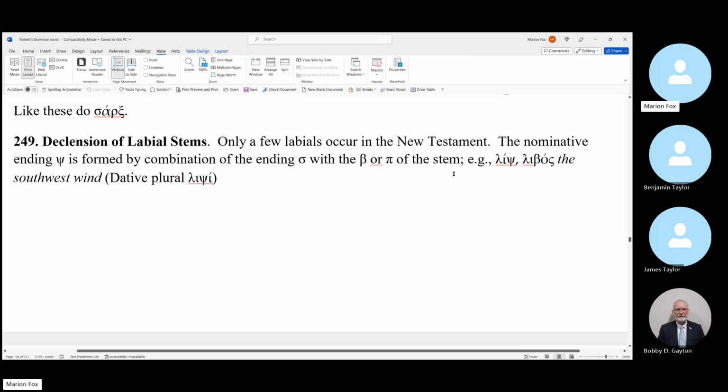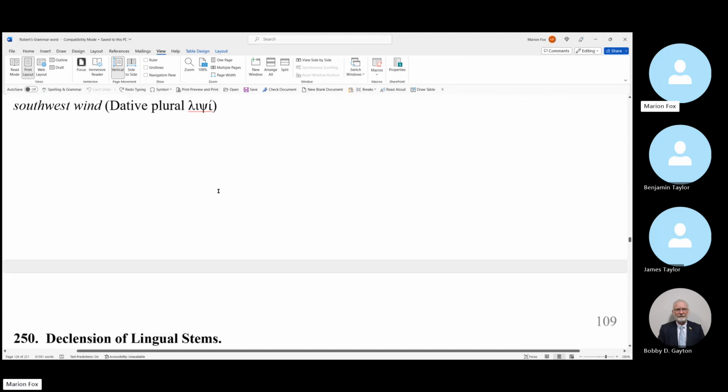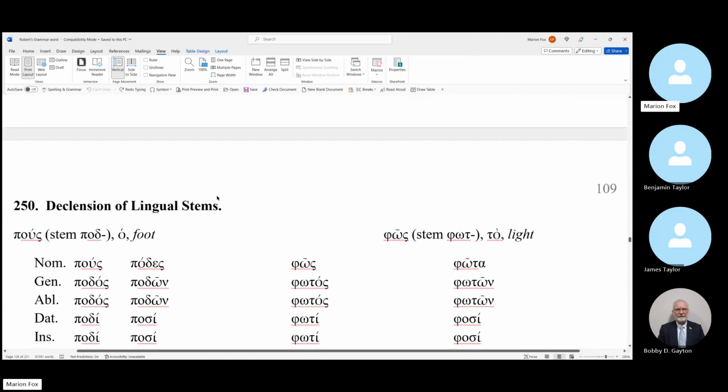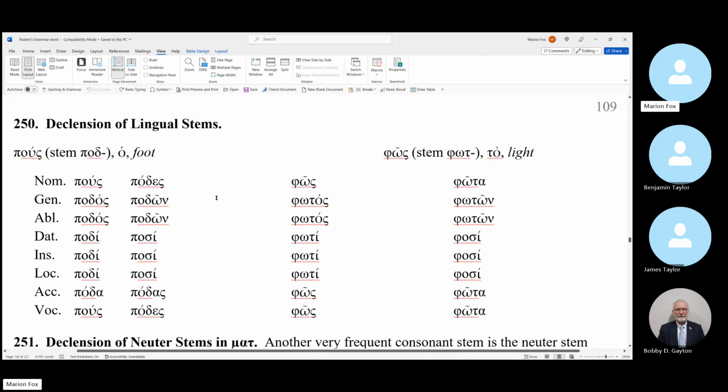Libos, the southwest wind. And so what happens is the beta becomes, with a sigma, a C. That rule applies. There's your dative plural form of it. Southwest, I don't know that that word is used very much. I'm suspecting it's found whenever we have Paul sailing one time in the book of Acts. It may be the only time it's found.